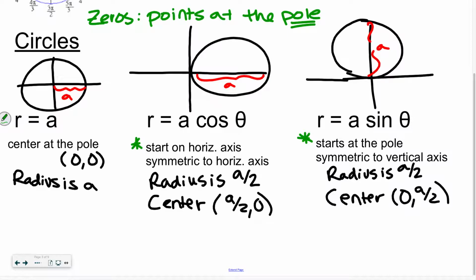So I'm going to look at this a cosine theta. It always starts out on the horizontal axis. So if it's positive, it always starts over here on the right. If it was a negative graph, it would start over there on the left. So it's starting at the horizontal axis, not at the pole. If I want to sketch this circle, count how many times I cross the pole. 1. That's it, right? So the number of zeros here is 1.